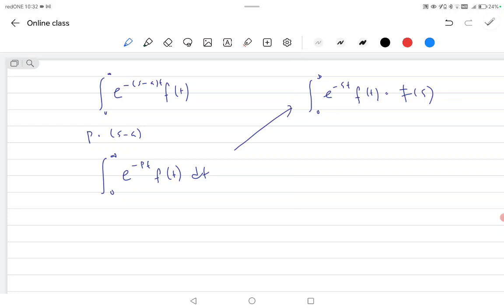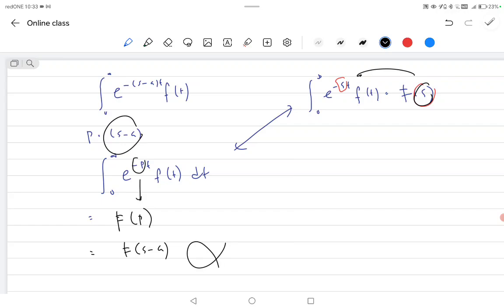So it looks similar here. Basically this one is s, and this one is s, you see. So we can write this as F(p), because we compare this one with this one, and this p gives F(p). So p is equal to s minus a, so we get F(s minus a). That's how to prove the first shifting theorem.